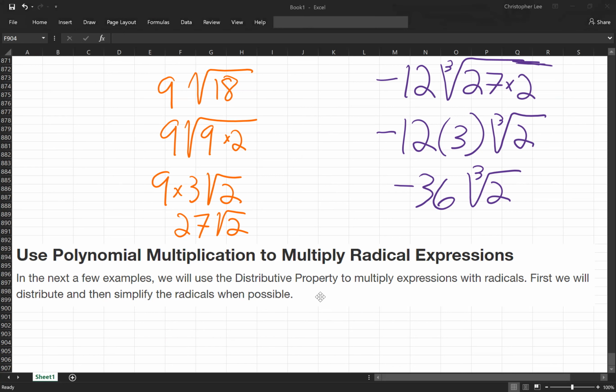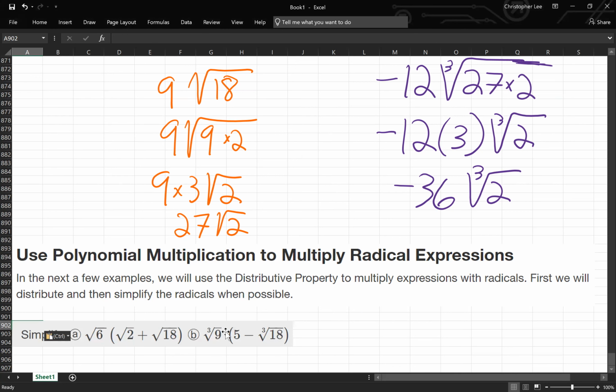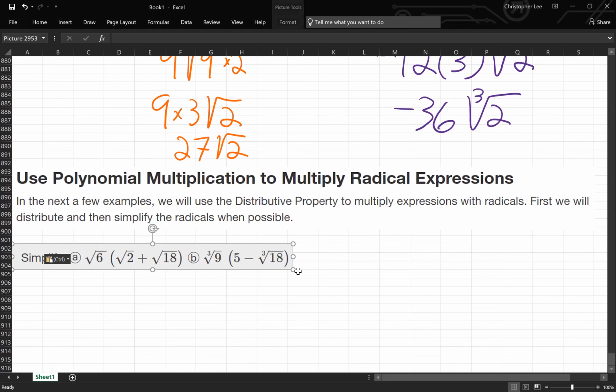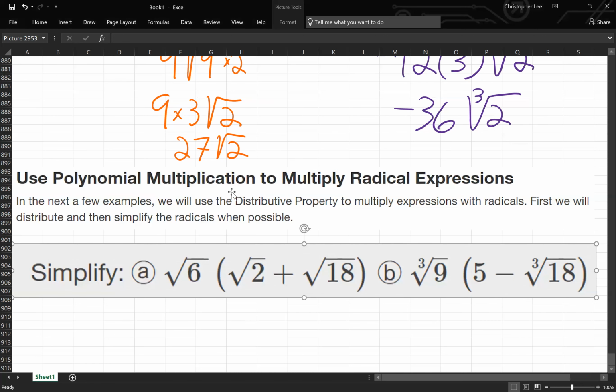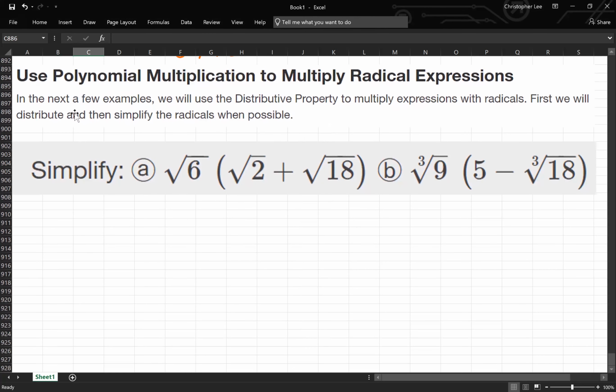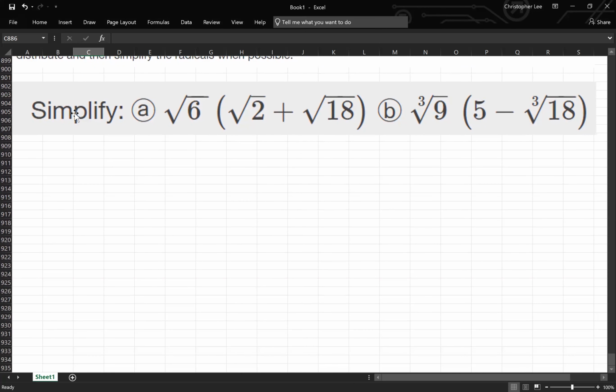This is not bad. Kind of rushing for time a little bit, so I'm just going to stick to doing the A's real quick, because I want you guys to be able to see this done at least once. So for A, I have the square root of 6 times the square root of 2 plus the square root of 18, right? What am I going to do here? Distribute. Multiply. That's all we're doing, right?